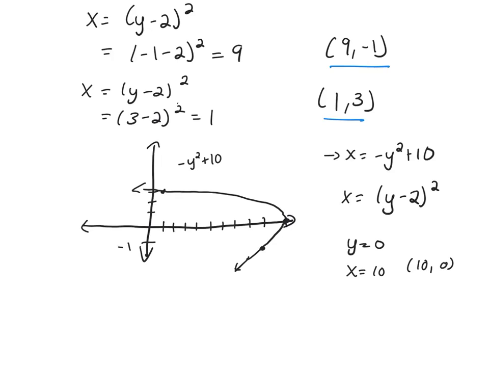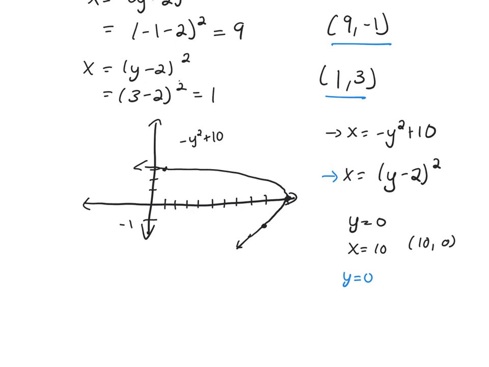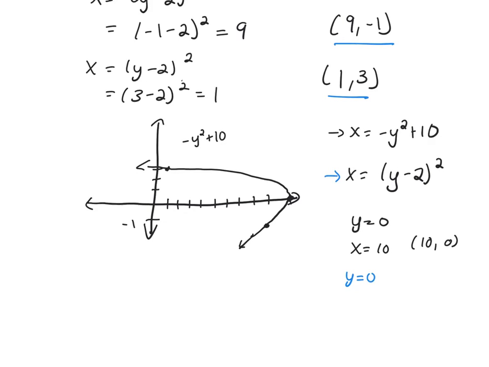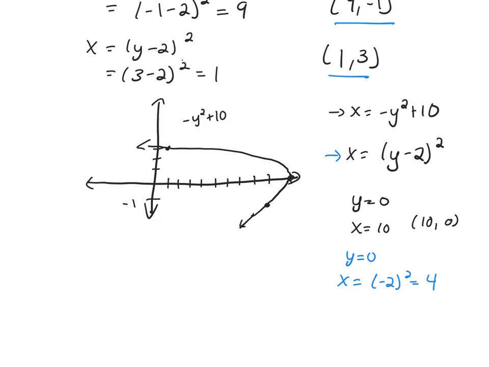Now let's plug in y equals 0 into our second equation here. Okay? If I plug in y equals 0, what am I going to get for x? It'll be 4, right? -2 squared, or 4. So I'm getting the point 4, 0.